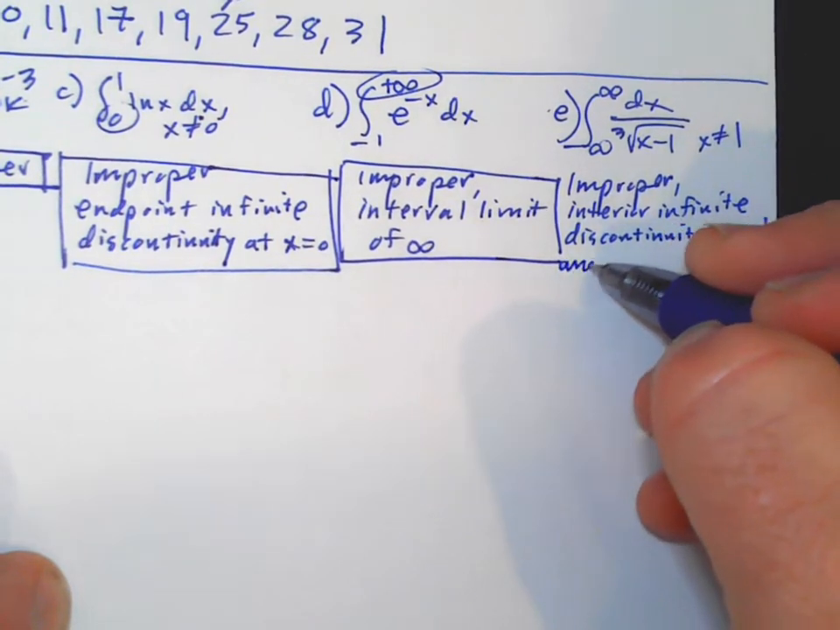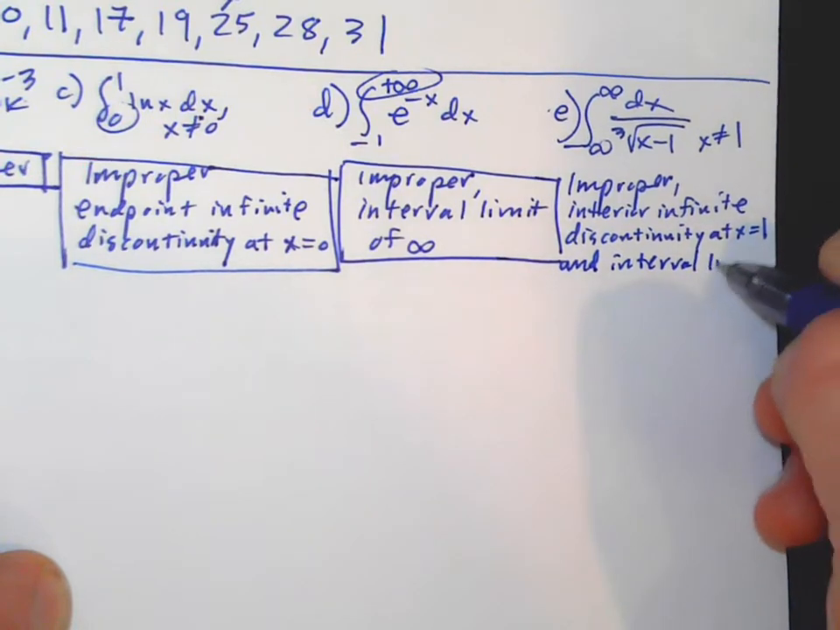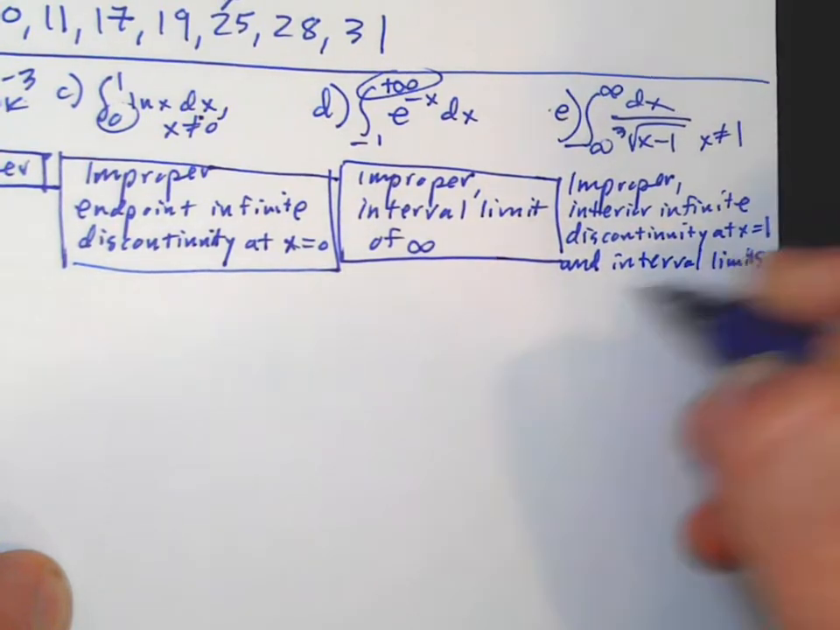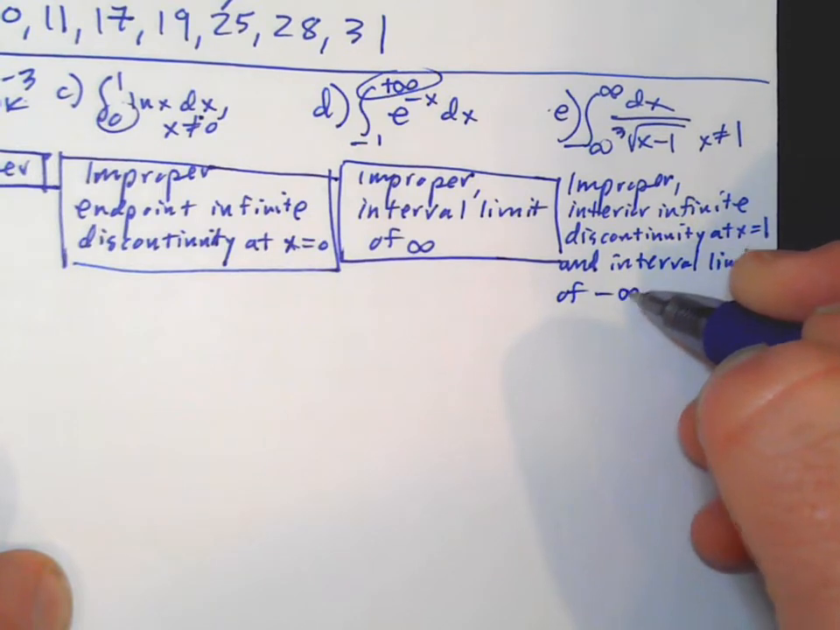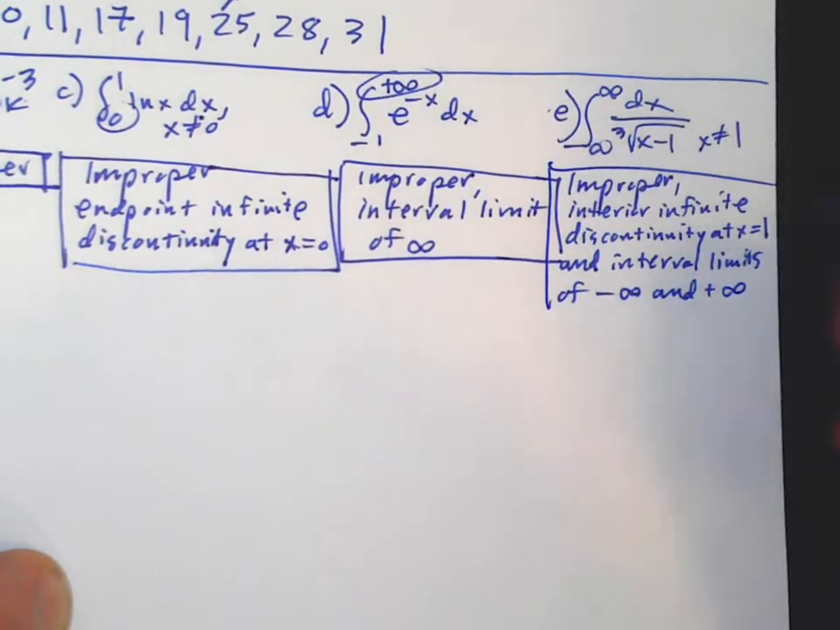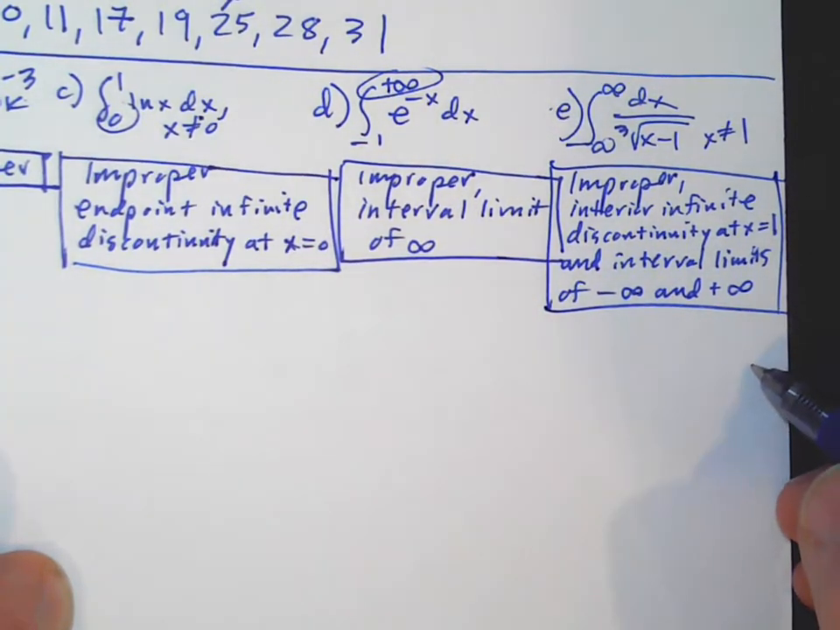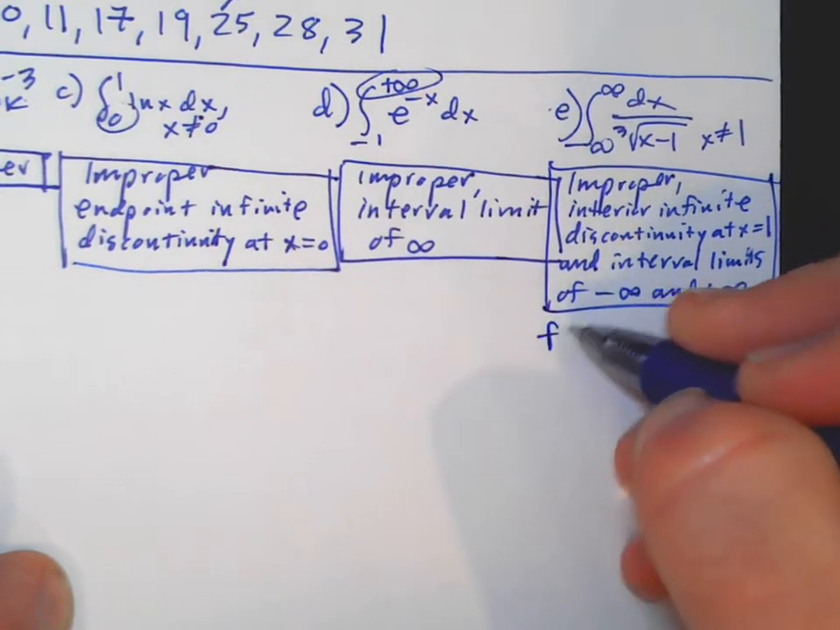And interval limits of negative infinity and positive infinity. This has pretty much everything you could ask for in an improper integral. So that's E. I'm going to squeeze F right here because it's the last one.